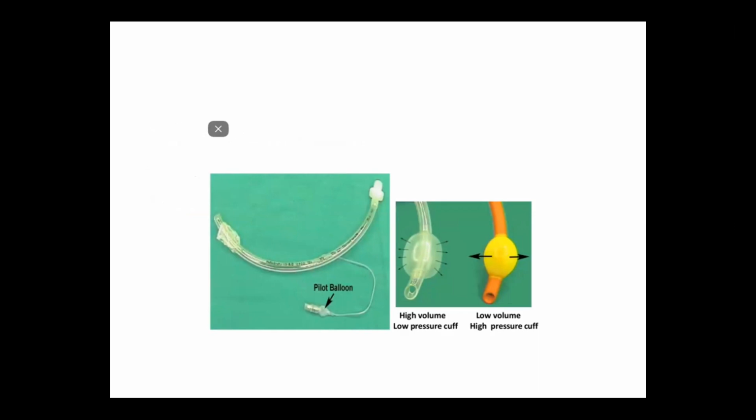You should know the advantages and disadvantages. A high volume, low pressure cuff will definitely decrease the chances of tracheal ischemia and necrosis, but increase the risk of microaspiration. Similarly, a low volume, high pressure cuff will prevent microaspiration, but increase the chances of tracheal ischemia and necrosis. And you should know the target pressure you should achieve: it should be between 20 and 30. You should never go beyond 30 cm H2O.